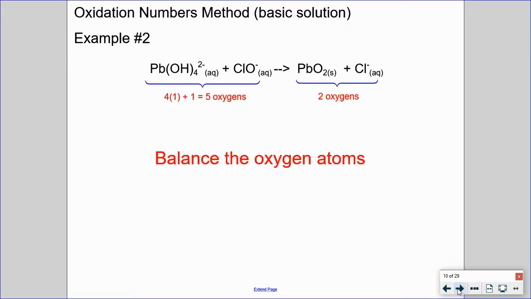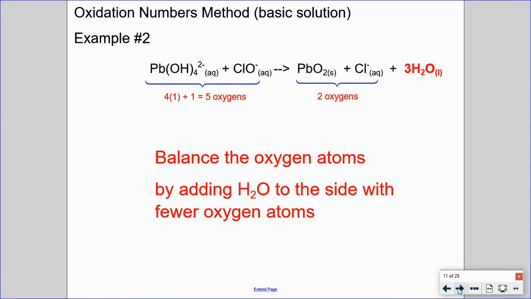Next, we're going to balance the oxygen atoms. There are 5 oxygen atoms on the left and only 2 on the right. So what we're going to do is we're going to add 3 more oxygens by adding 3 water molecules on the right.